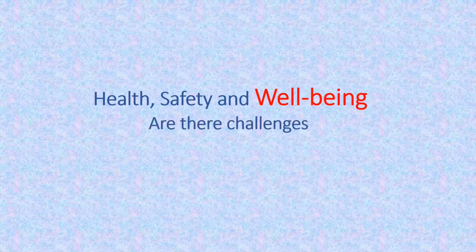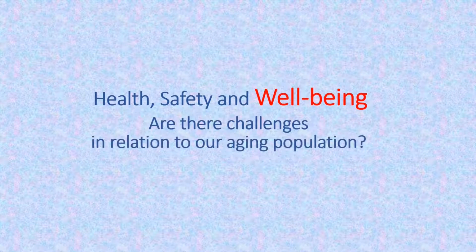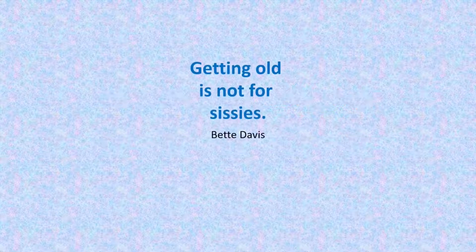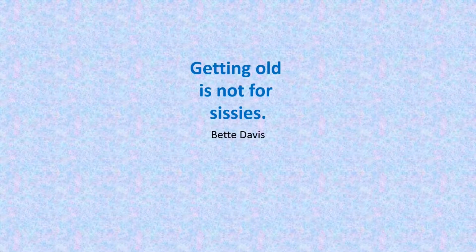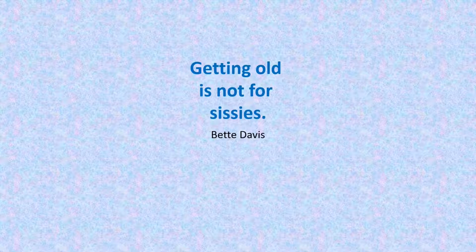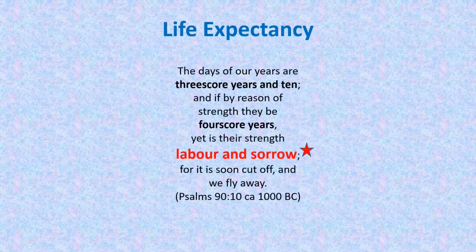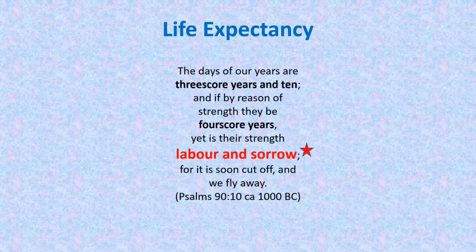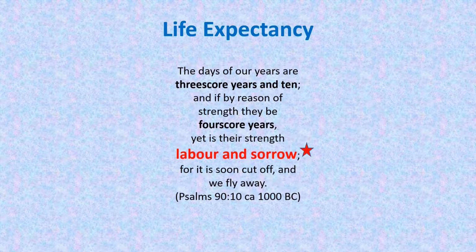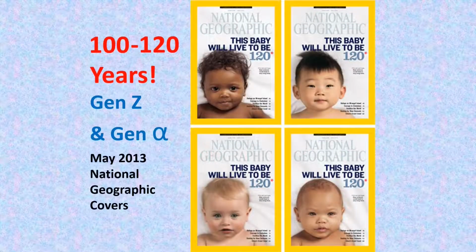Are there challenges to these values in relation to our aging population? Consider the quote attributed to Betty Davis, "Getting old is not for sissies. There are a myriad of challenges facing us in our communities as we age." Recall the ancient text from 3,000 years ago, posing expectation of labor and sorrow with an extended life. That context, similar to present-day life expectancy between 70 and 80 years, probably did not envision the probability that children being born today may live beyond 80 years to 100 or 120 years old.